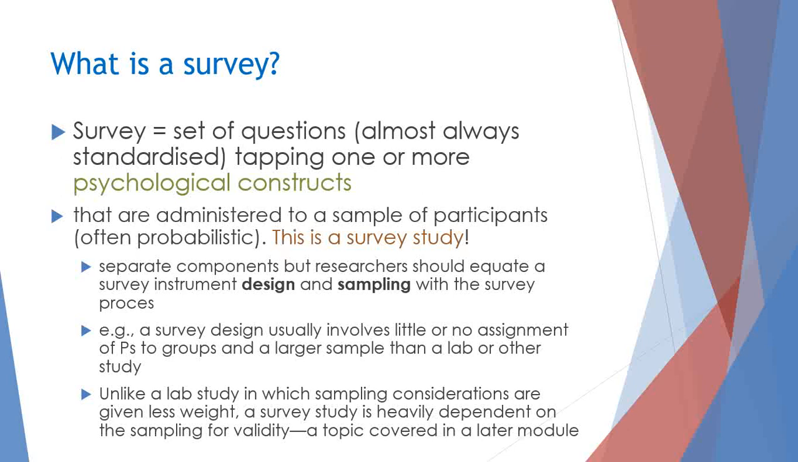There are separate components of the survey process, but researchers should equate survey instrument design and the sampling as part of the survey process. A survey design usually involves little or no assignment of participants to groups, unless you're delivering some sort of intervention. And we often use a larger sample than a lab or other type of study. The reason is we want to get a wider range of participants and we also want to reduce sampling error.